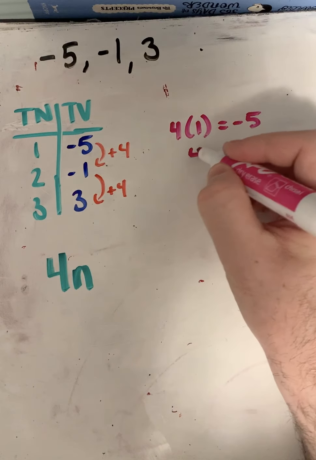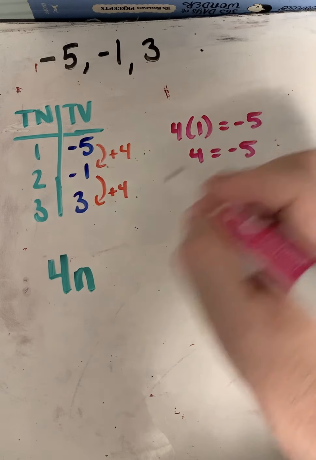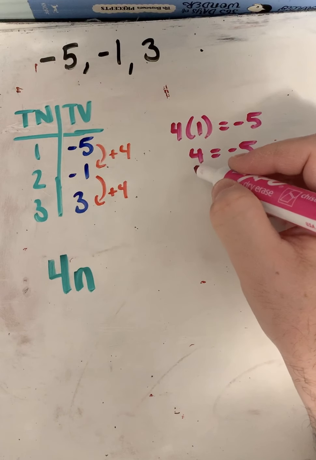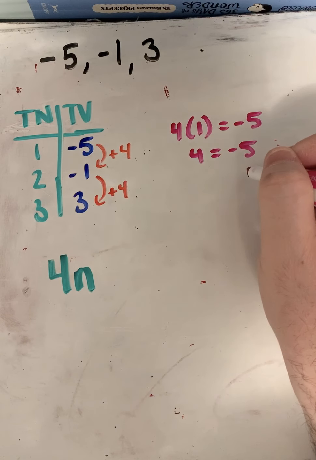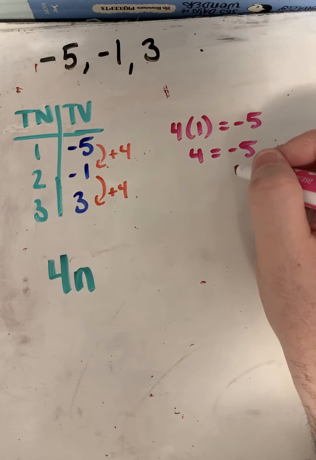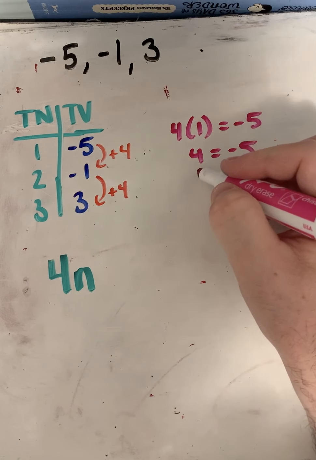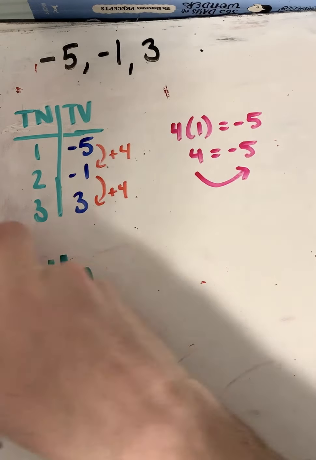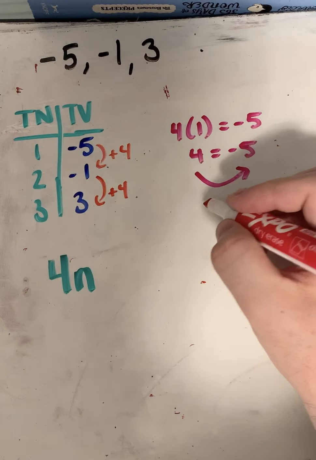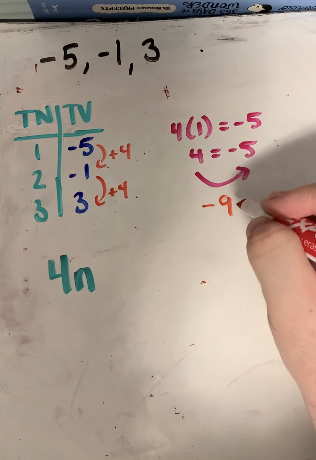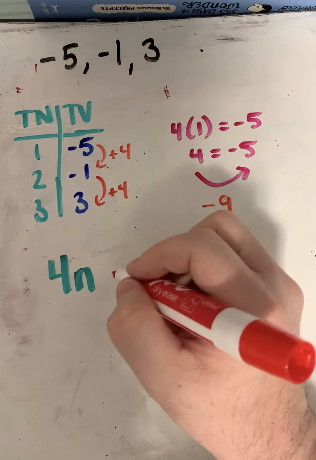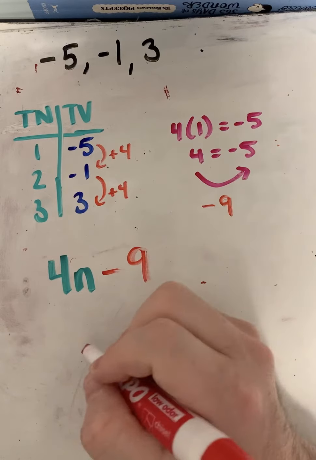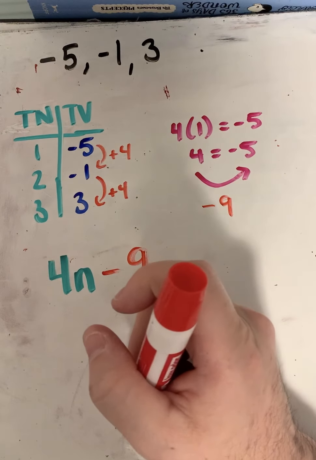Okay, 4 times 1 is 4. It definitely does not equal -5. So you would have asked yourself, how do I get from 4 to -5? I've got to do a lot of subtraction, right? So I have to take away the original 4 and then take away an additional 5, and I would get -9. So because I got -9 here, I would add the -9 here. So now my pattern rule reads 4n minus 9.